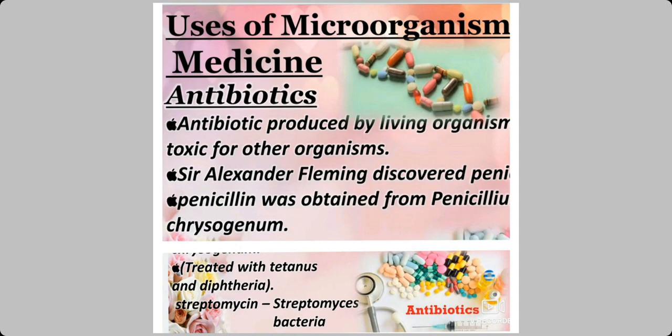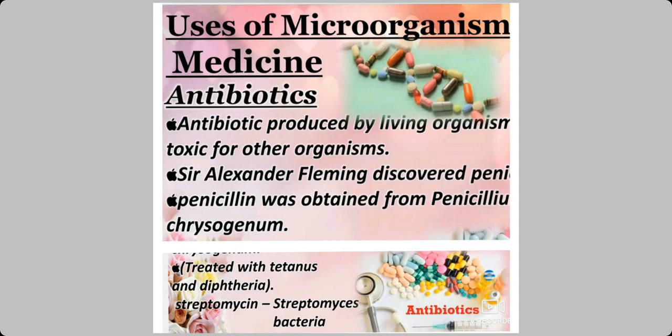The word anti means against. So what is antibiotic? Antibiotic is a substance produced by living organisms which is toxic for other organisms. Toxic means poison. So antibiotic is a substance produced by living organisms which is poisonous for other organisms. Have you understood what is antibiotic?